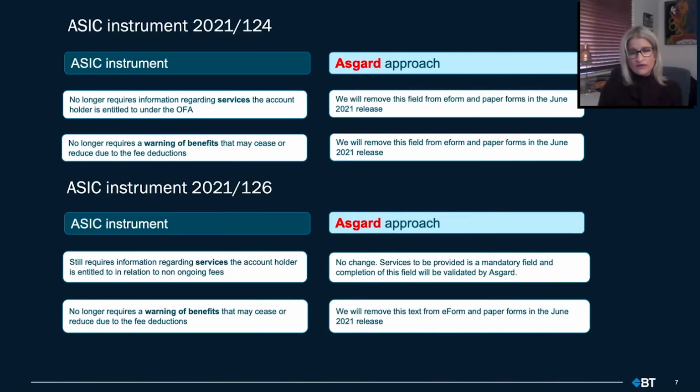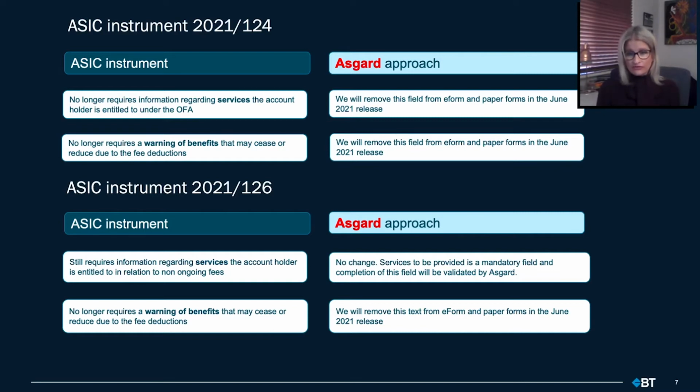I want to touch on the ASIC instruments 124 and 126, released on the 24th of March 2021, where changes were made to the draft ASIC guidelines to provide a more simplified approach, and we are making further changes to ensure we align the Asgard product to the ASIC instrument.